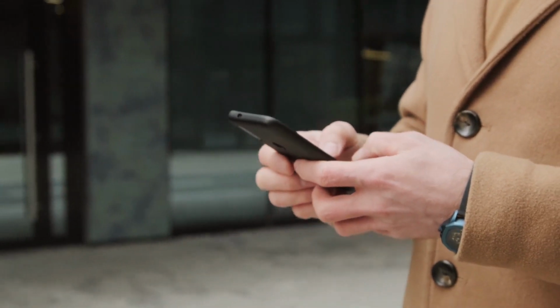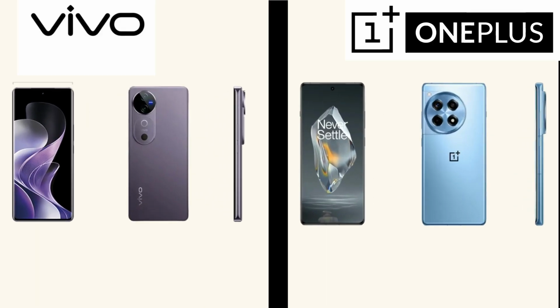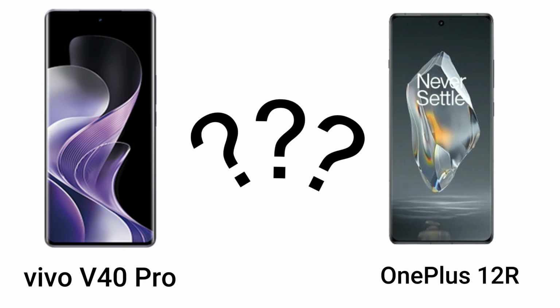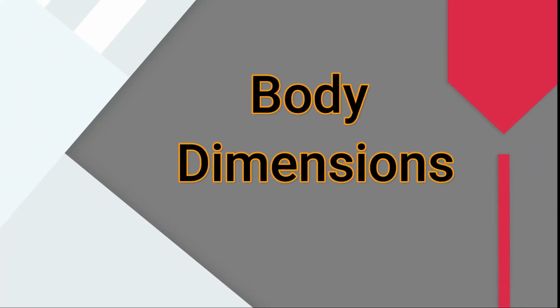In this video, we are comparing two of the most powerful devices on the market, Vivo V40 Pro and OnePlus 12R. Which one will come out on top according to features and prices? Let's find out. Body dimensions.